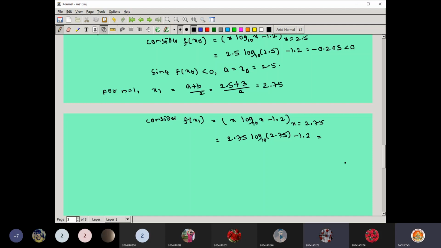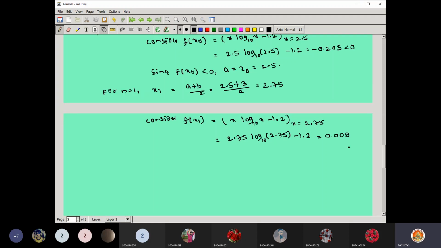What is the answer? Yes, sir. 10 to the power of minus 3 means divided by 10 to the power of 3, so how much is that? 0.008, divided by 1000. So approximately you are getting this value, 0.008.